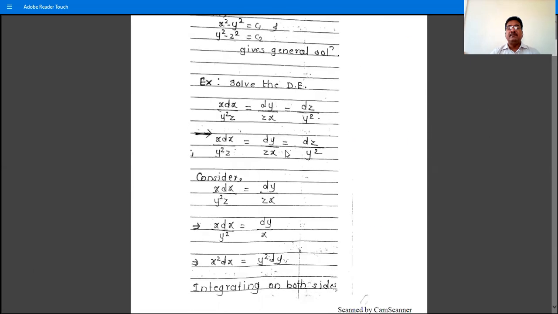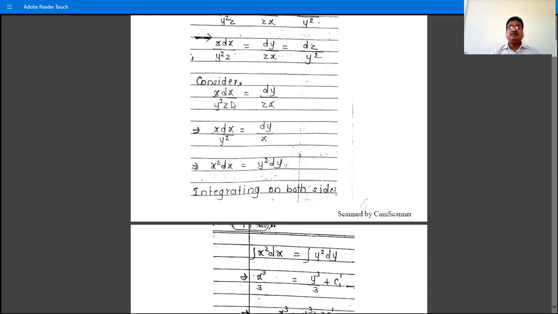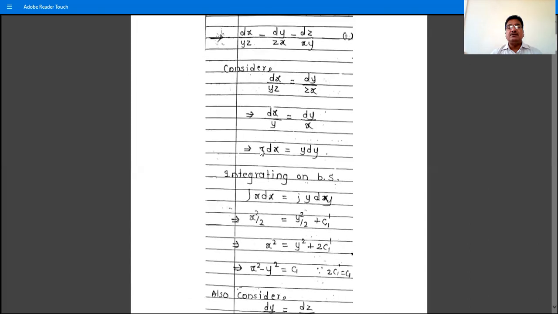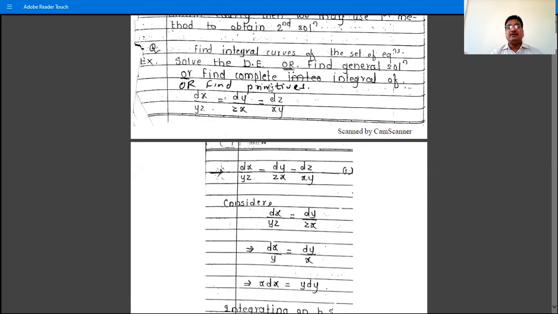That is the first solution, and this other solution, y square minus z square is equal to c2, together form the general solution of the given differential equation, or the complete integral, or the primitives, or the integral curves of the given differential equation. So instead of this, we can also consider the first ratio and third ratio.